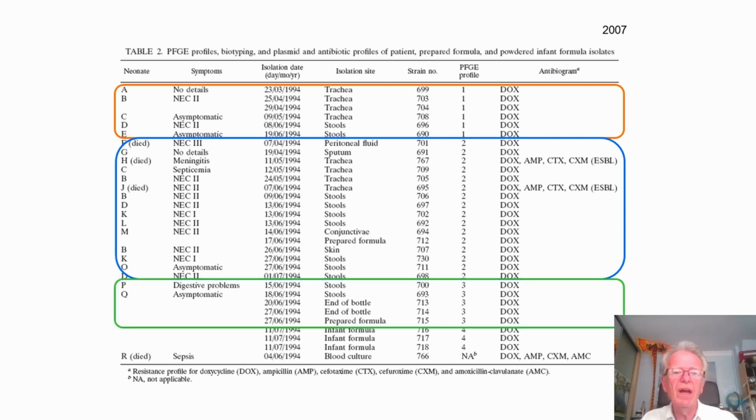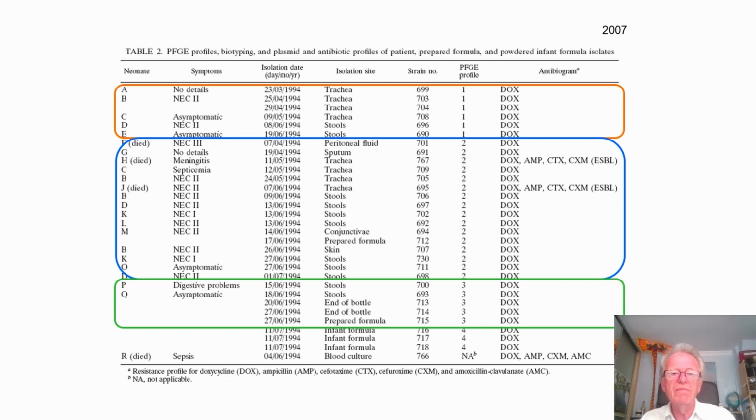Then we have the third pulse type: digestive problems, asymptomatic. So we go from a group where we're getting deaths and meningitis to a group where we're getting digestive problems or asymptomatic. And those 3 isolates are not from a patient, they're actually end of bottle or prepared feed. And they're indistinguishable strains from the stools of these 2 babies, from the isolates from the end of bottles and from the prepared feed as well.